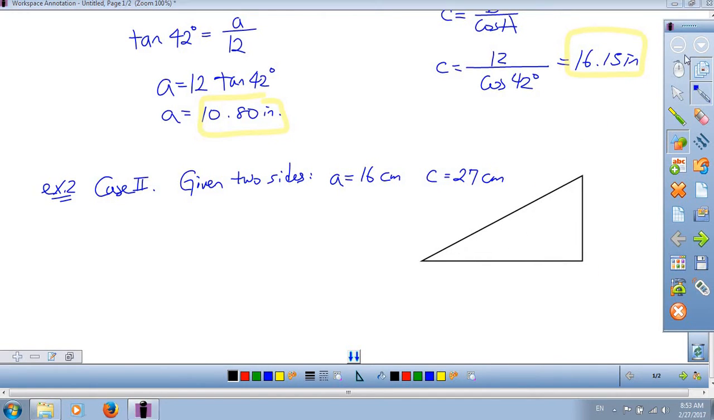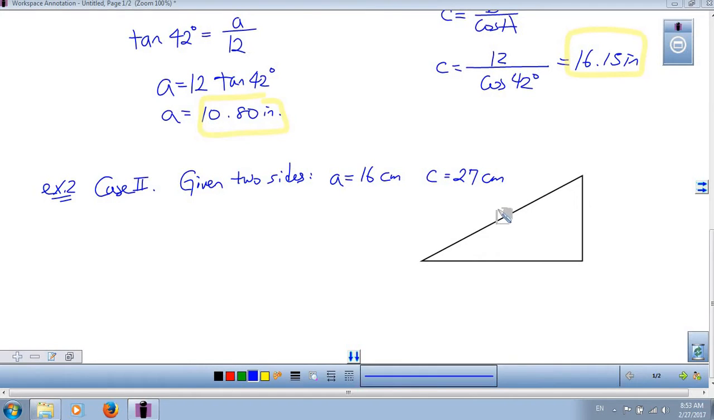So let's make a diagram and label side C. Now I know angle C will always be a right angle, so side C is going to be 27 centimeters. So side C is 27 centimeters, just like we were saying, and side A. Now, I'm not too sure where side A would be in this case, because I don't know the measurement of angle A versus angle B.